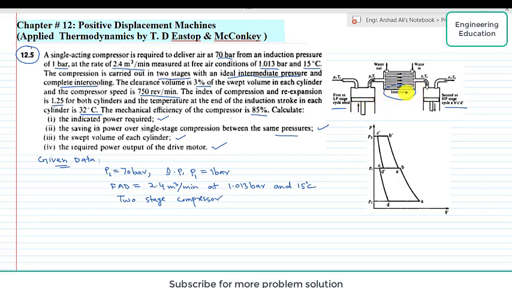So if we represent the processes involved in these stages, we can show them on the PV diagram. This is the cycle ABCD. This is the cycle for the low pressure cylinder or low pressure stage, while A dash, B dash, C dash, D dash is the cycle for the high pressure stage or high pressure cylinder.